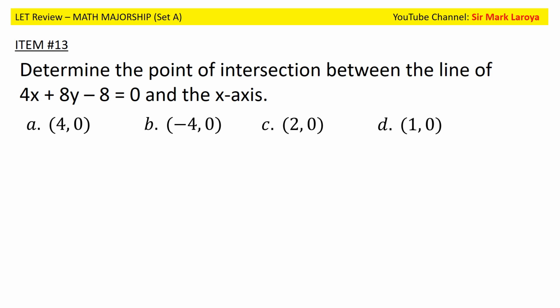We are now down to our last 3 items of our set A. Let's review for math majorship. Item number 13. Determine the point of intersection between the line of 4x plus 8y minus 8 equals 0 and the x-axis. A. 4, 0. B. Negative 4, 0. C. 2, 0. Or D. 1, 0.